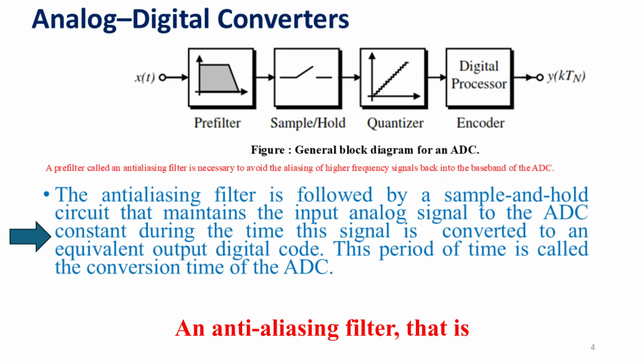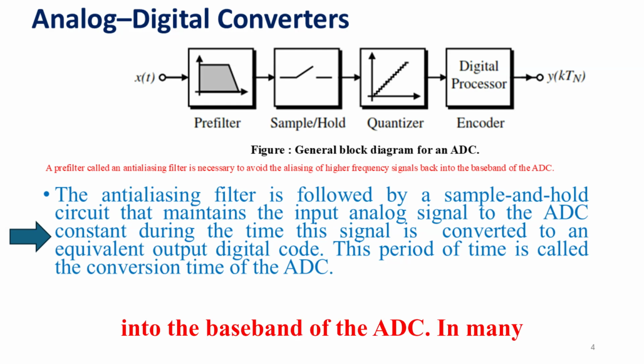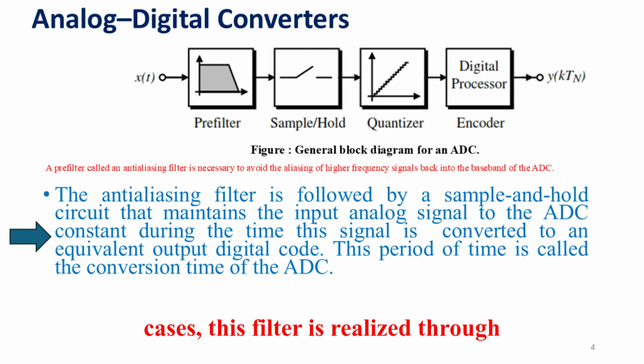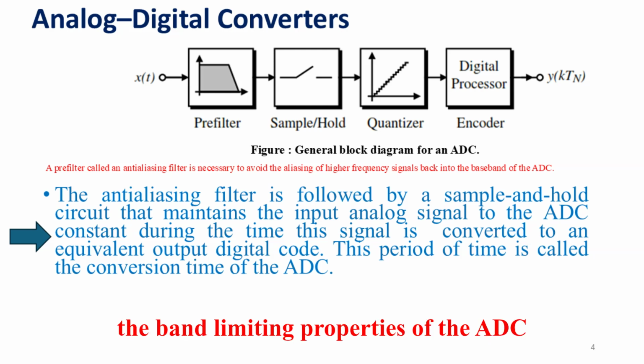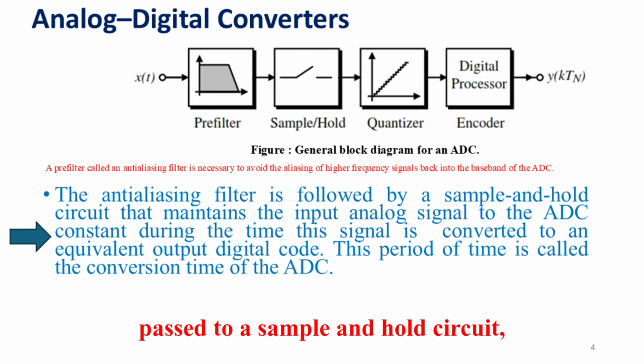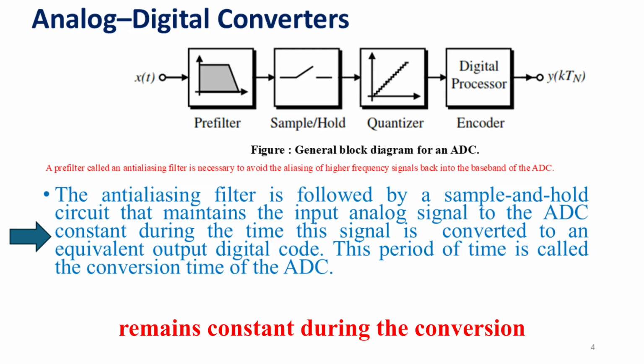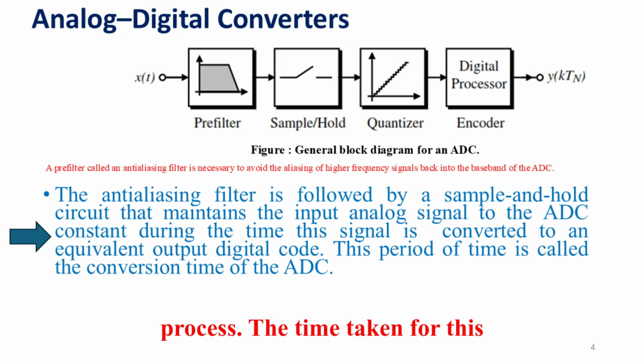An anti-aliasing filter, that is pre-filter, is essential to prevent higher frequency signals from aliasing into the baseband of the ADC. In many cases, this filter is realized through the band-limiting properties of the ADC itself. The filtered signal is then passed to a sample and hold circuit, which ensures the input analog signal remains constant during the conversion process. The time taken for this conversion is referred to as the conversion time of the ADC.